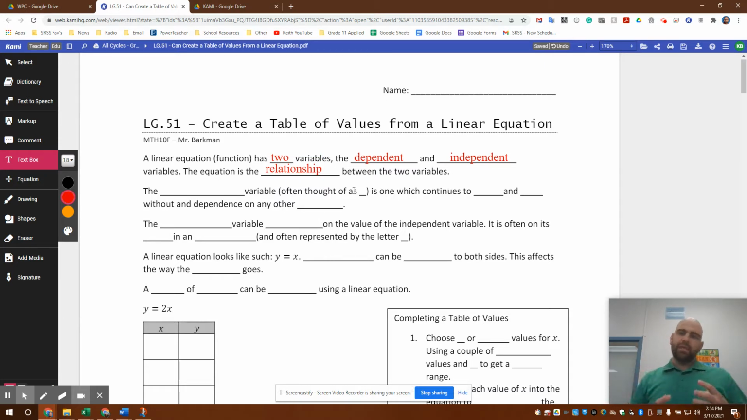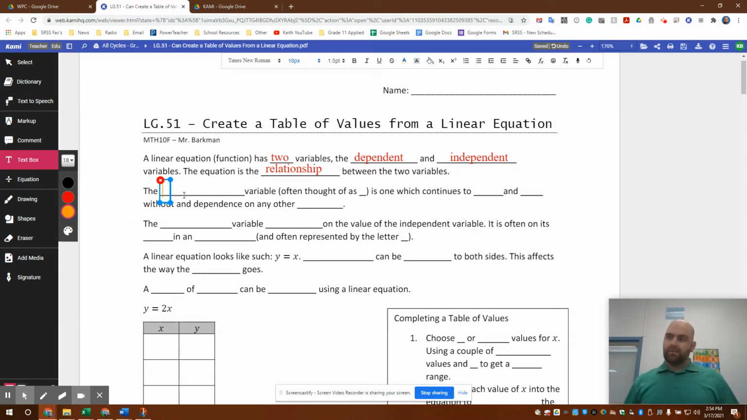Now, the way that they're related is all about how we use our operations: the numbers around there, the coefficients, the constants. That's the relationship that they have. It's kind of how each one is building off the other.